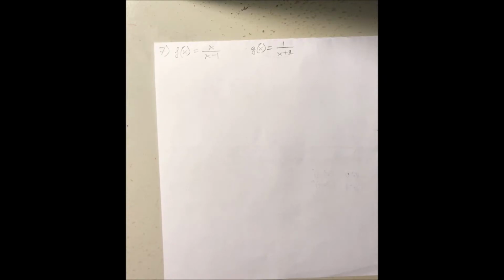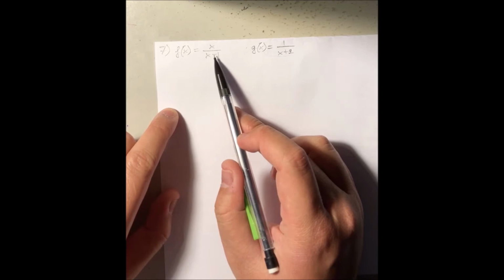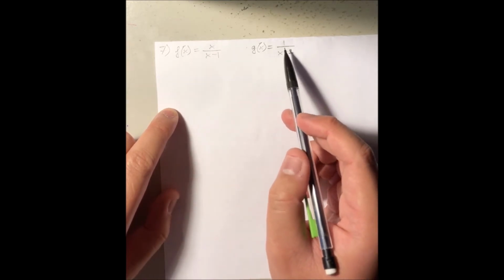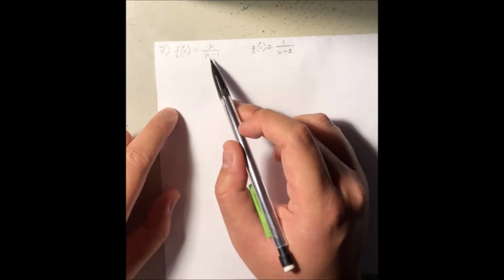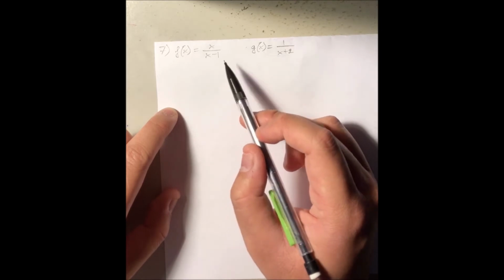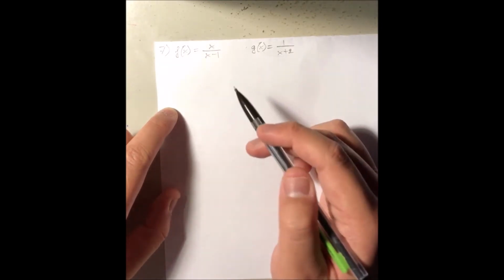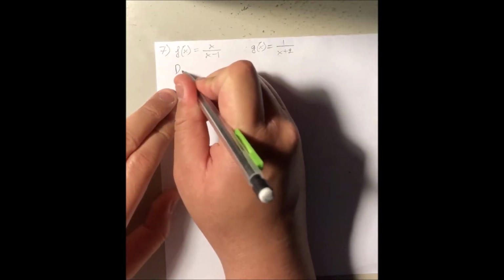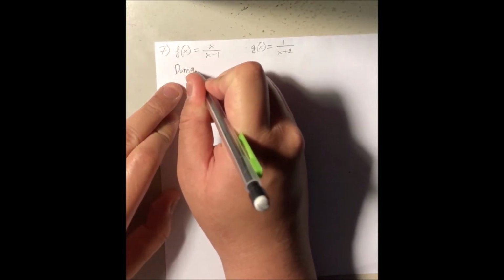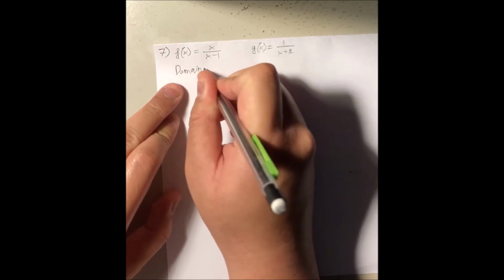Okay, one more example of composition of function. In this case, we are given the two rational functions f of x equals x over x minus 1 and g of x equals 1 over x plus 2. Every time I see rational functions, I like to see if I can factor them out. Well, we cannot factor either of these functions anyway, so we are going to go ahead and find the domain of the function f and then the domain of the function g.